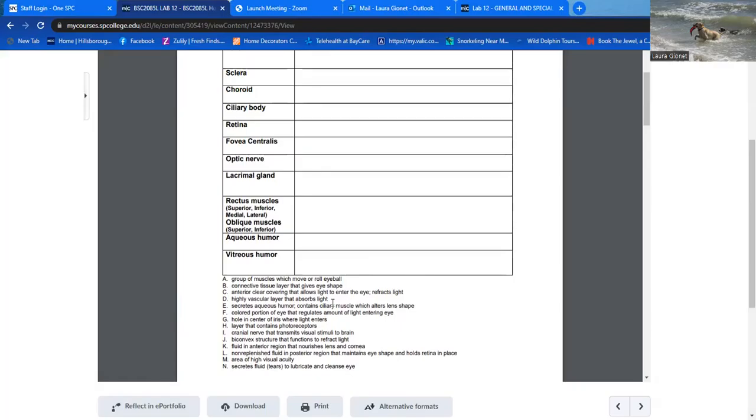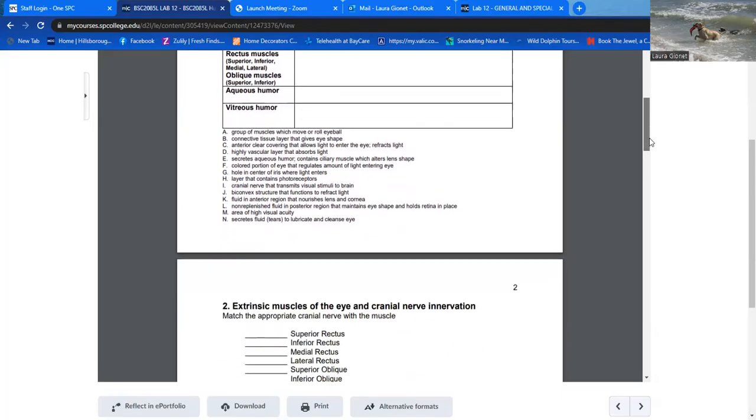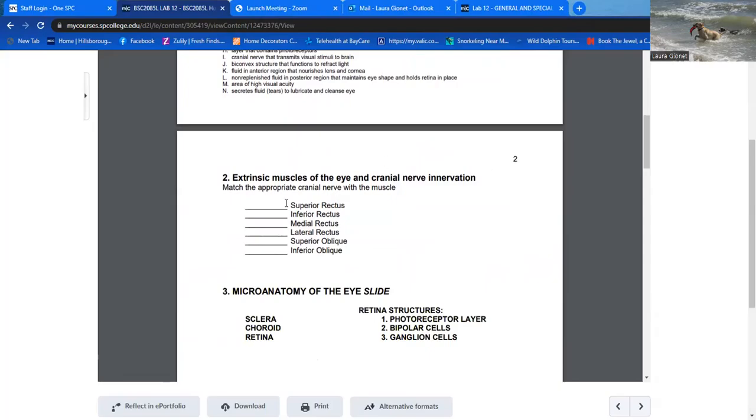M, the area of high visual acuity and cones. That would be the central fovea or the fovea centralis. And N, secretes tears to lubricate and cleanse the eye. That would be the lacrimal gland. Okay, that takes us to the next exercise, the extrinsic muscles of the eye and cranial nerve innervation. So here we match the cranial nerve, that we studied last week, that supplies the muscle.